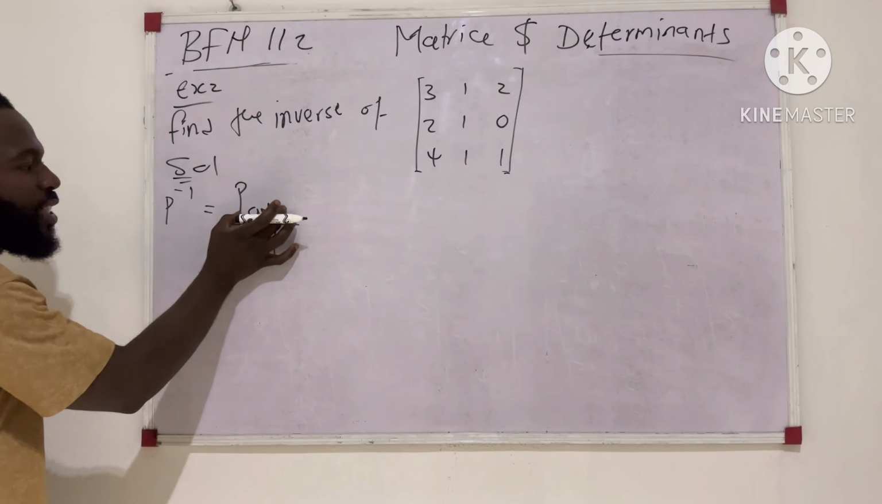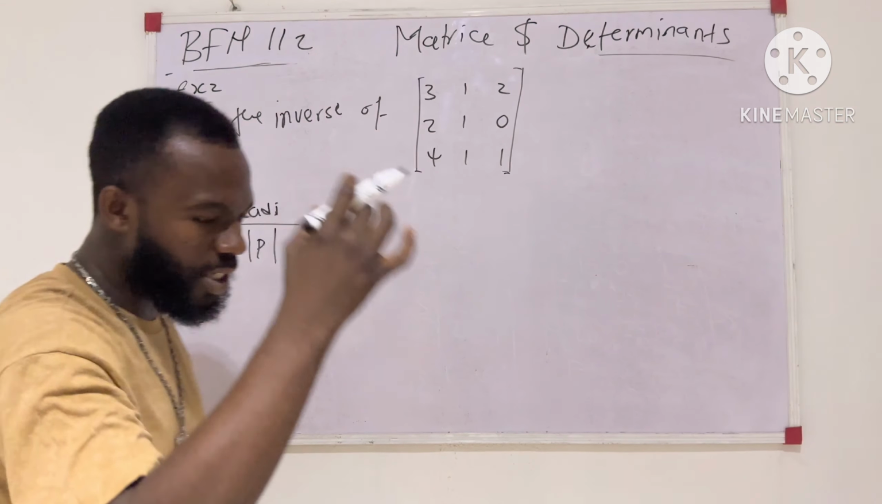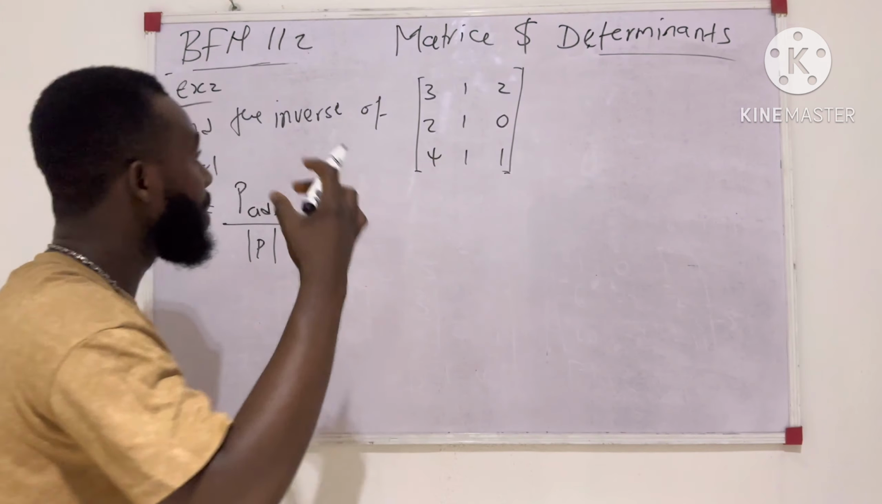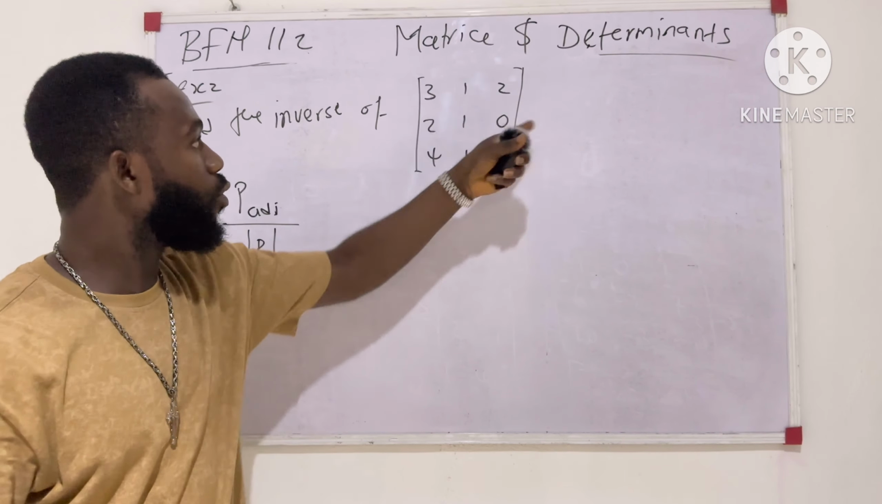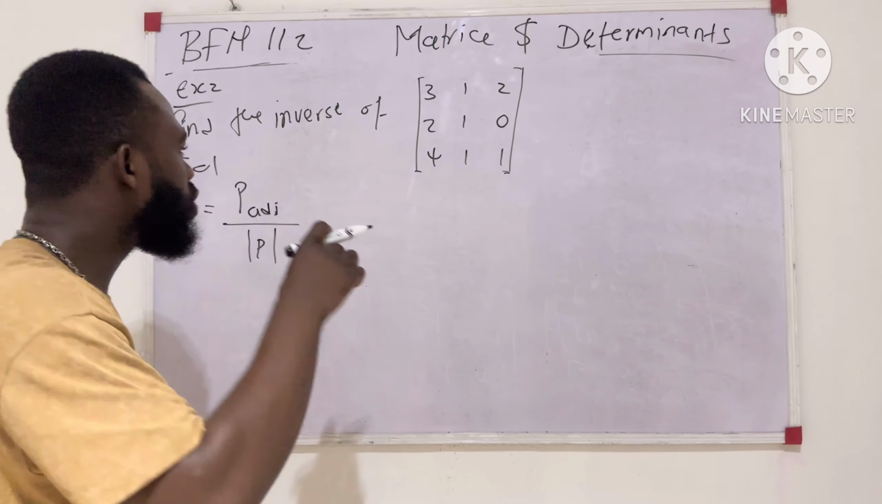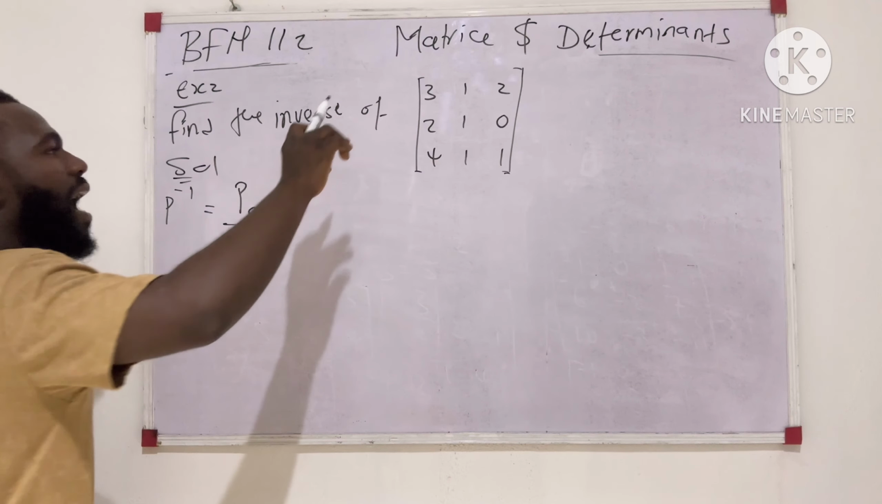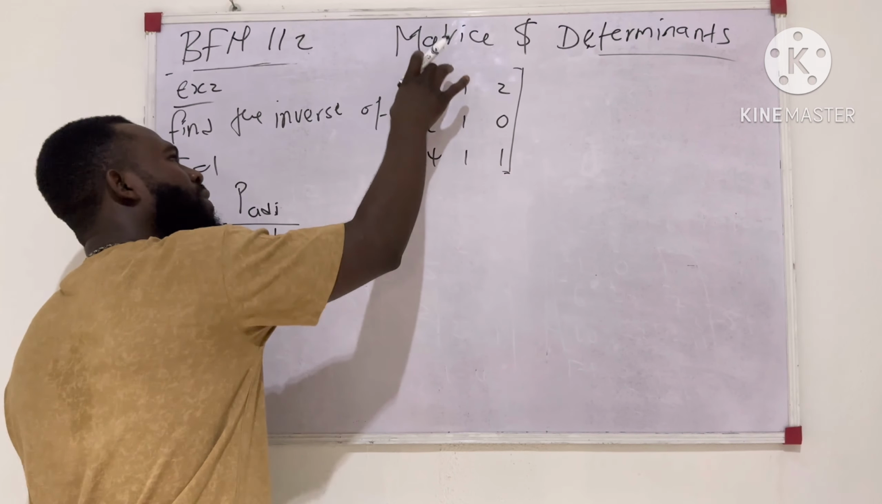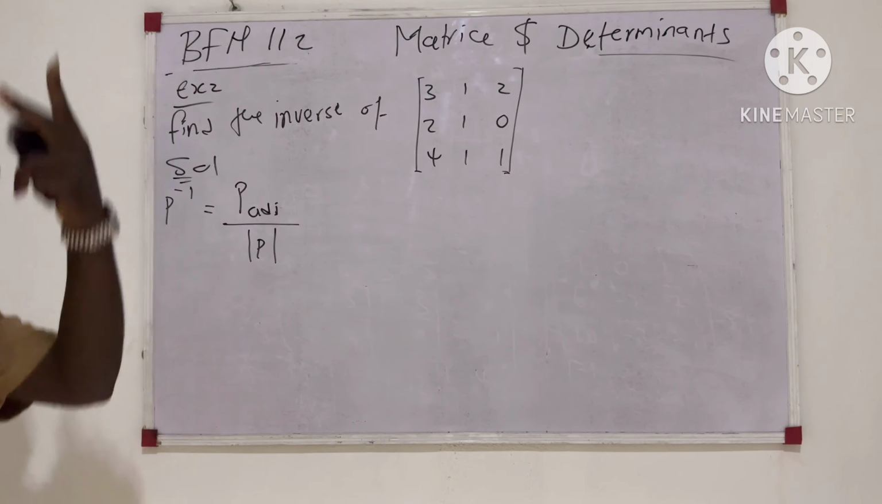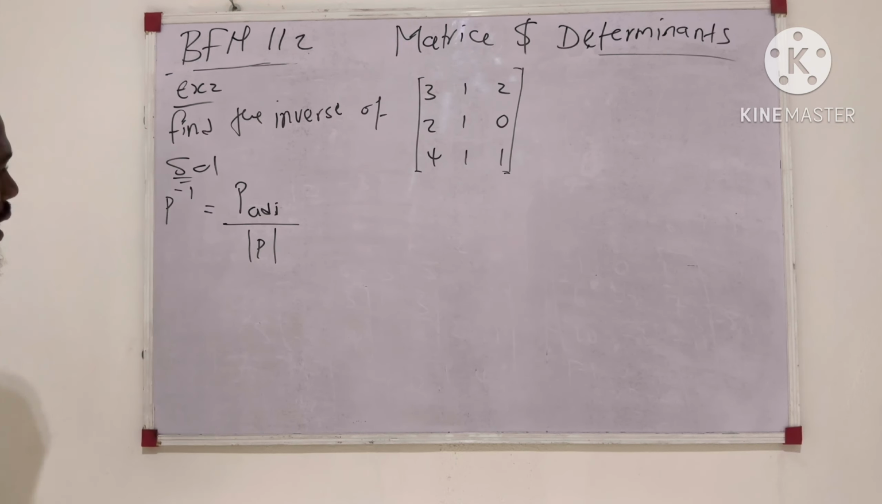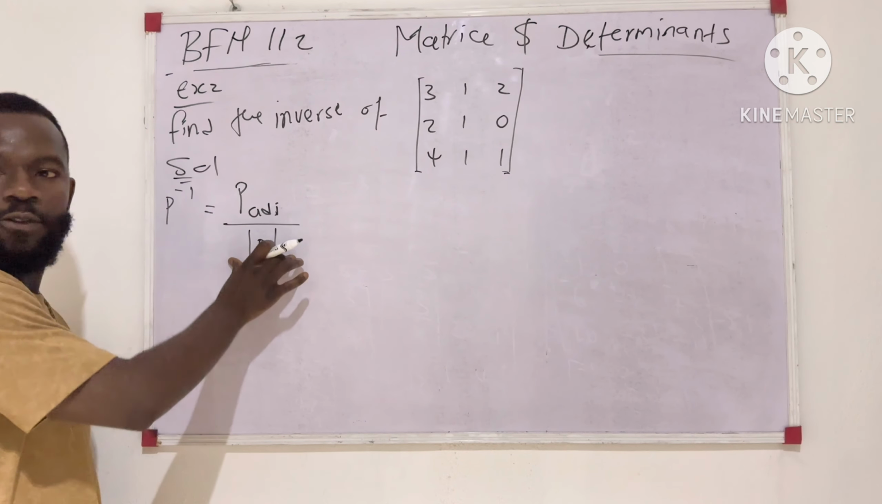How do you get the adjoint of a matrix? It simply means the adjoint of a matrix is the transposition of the cofactor of that matrix. Remember we said, how do we solve for transposition? Our rows become the columns. So for us to get our adjoint, after we have found the cofactor of this matrix P, we will transpose the answer. That answer after transposing becomes your P adjoint. But don't forget that we are also going to look for the determinant of P here.